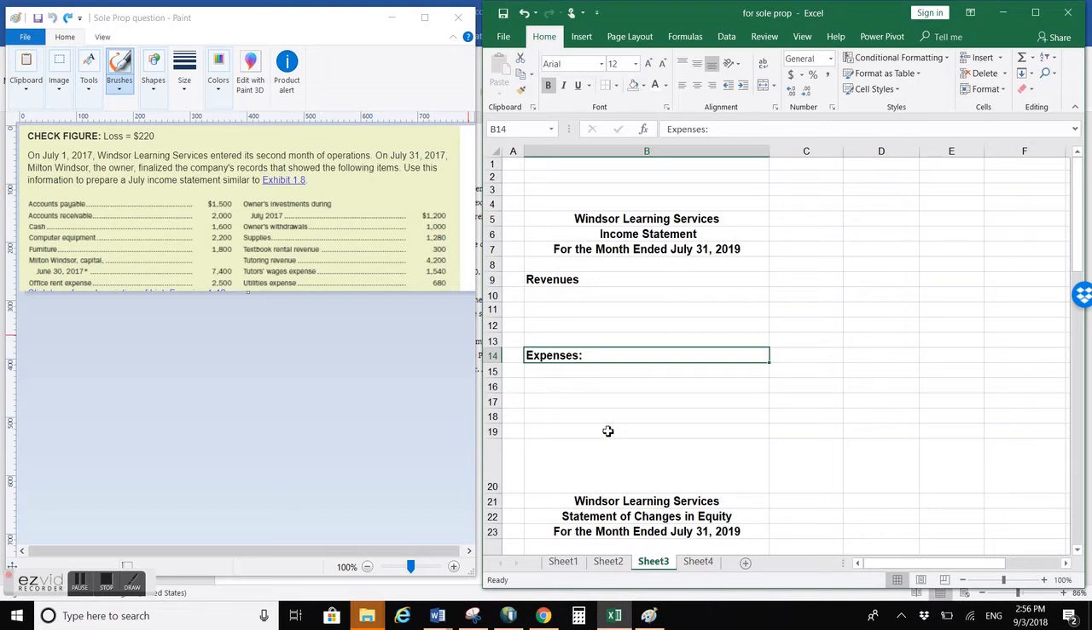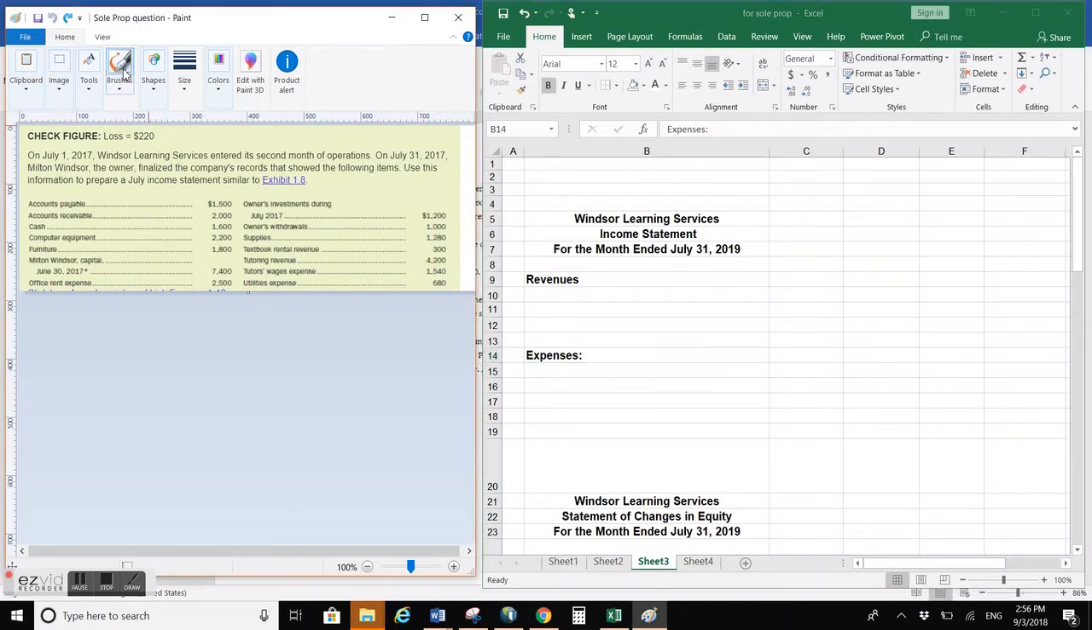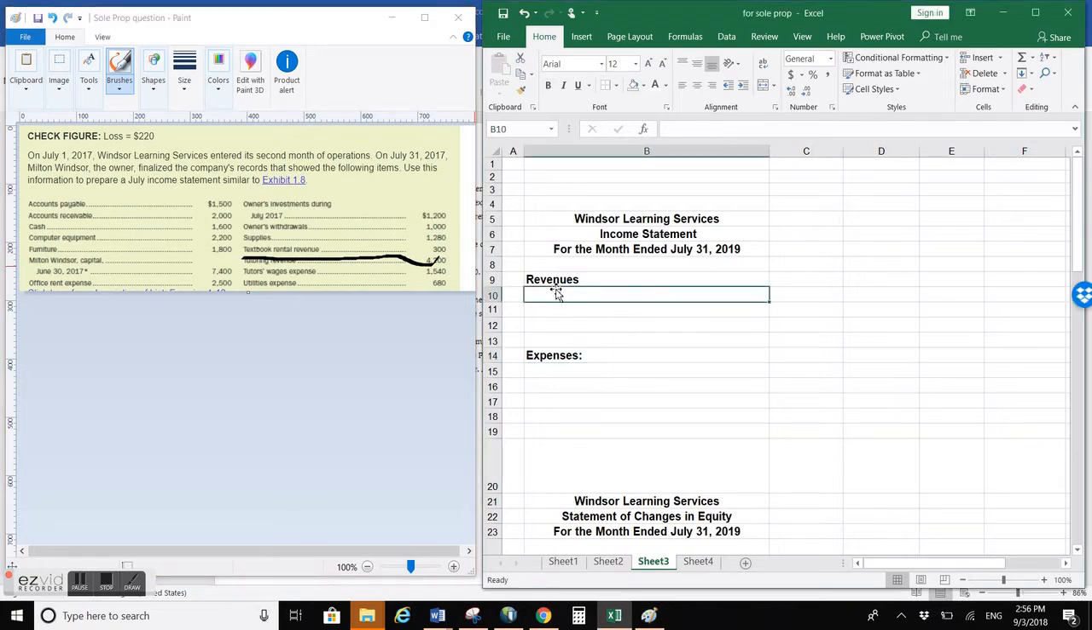This company earns revenue in two different ways. The first way is tutoring revenue. So they provided $4,200 worth of tutoring revenue to their customers during the month. So just a reminder that revenues are the values of goods and services provided to your customers during the month.